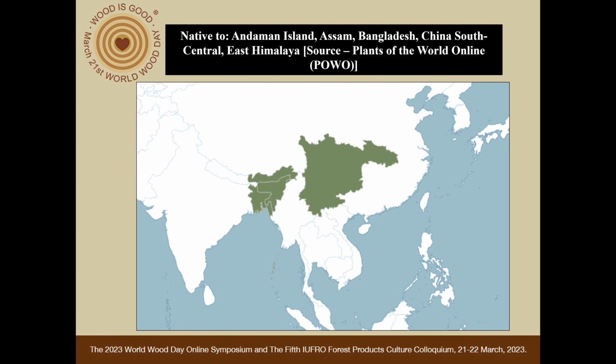This is the distribution map of the Artocarpus sharma. It is native to Andaman Islands, Assam, Bangladesh, China, South Central, and East Himalaya. The distribution is extended in sub-Himalayan tract, Nepal, and other parts of East Asia.